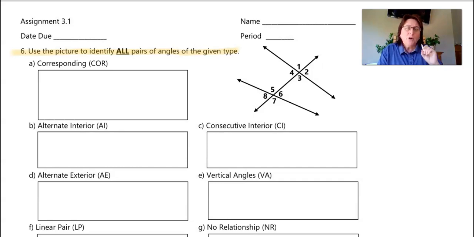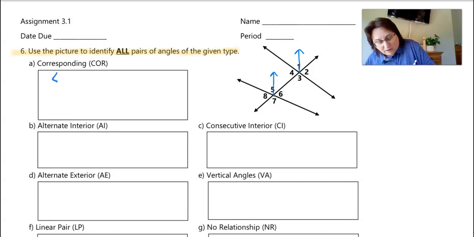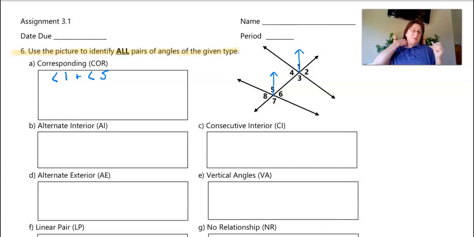So remember, corresponding angles are in the same location with respect to the intersection. So if you guys look over here, I've got angle 1 is in that top corner, which means that corresponding would be 5, right? Because both of those are in the top location. So I would write that. I would put angle 1 and angle 5. Okay, so that's how you name the angle relationships. Now, I'm going to give you guys a hint. Okay, there are a total of 4 corresponding angles in this particular picture. Okay, so you guys can find those.